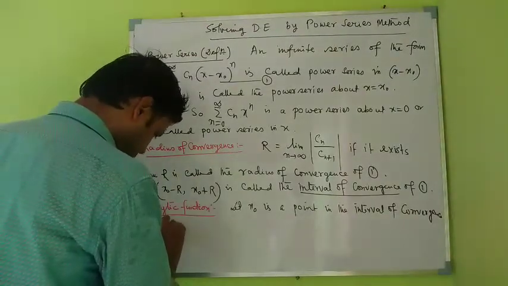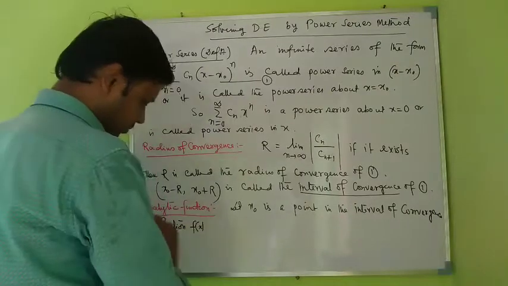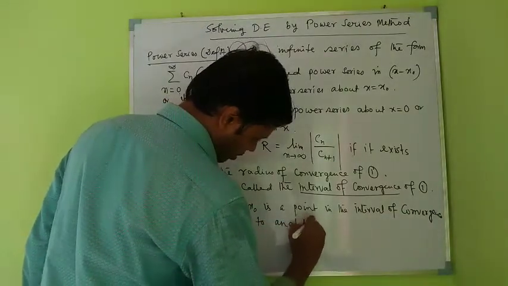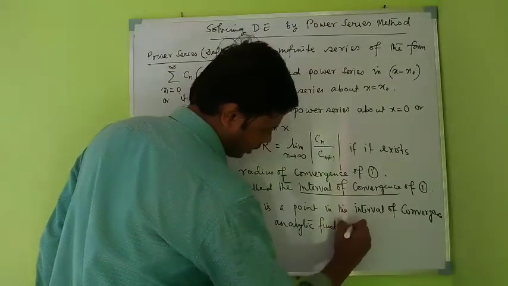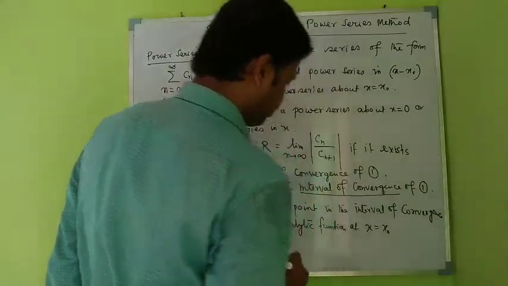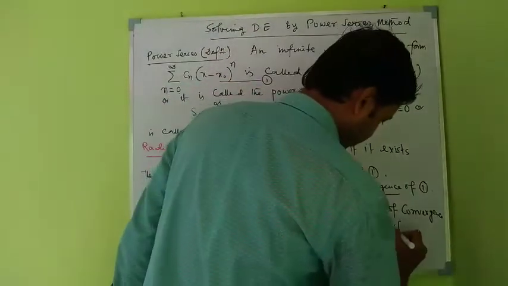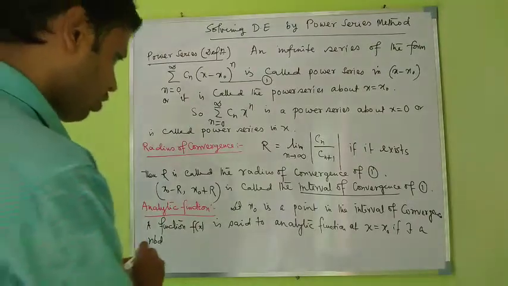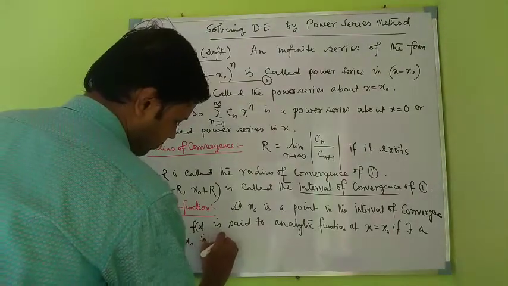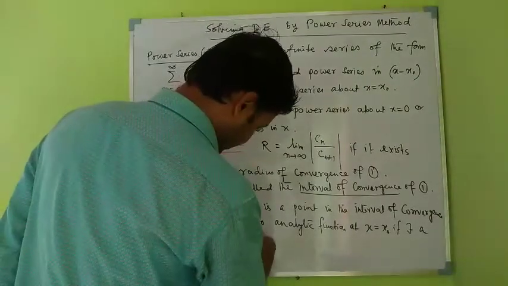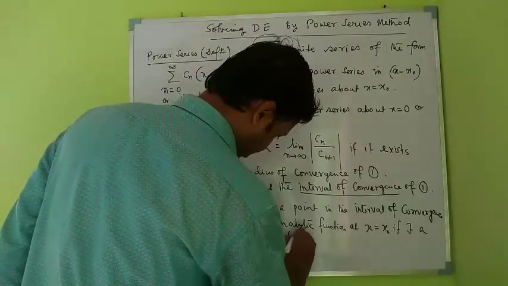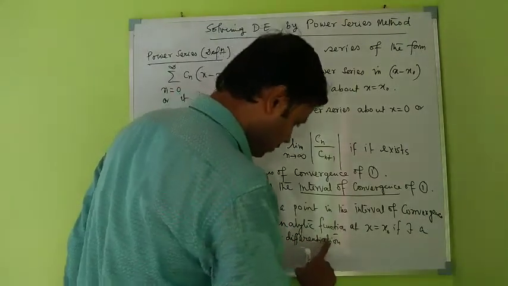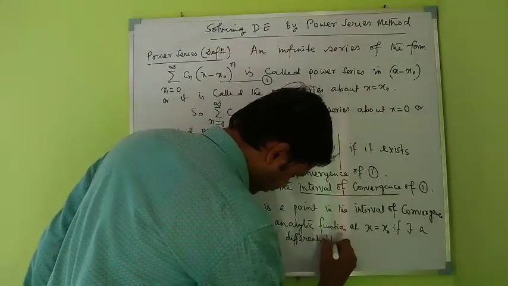A function f(x) is said to be analytic at x equals x naught if there exists a neighborhood of x naught in which f(x) is differentiable.